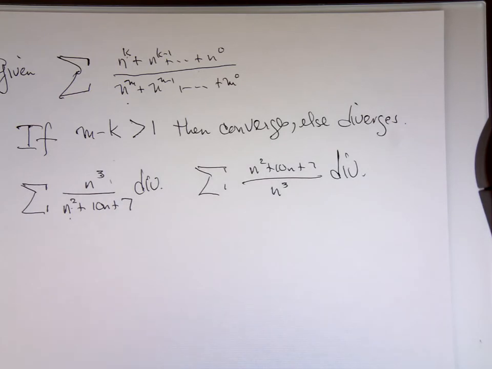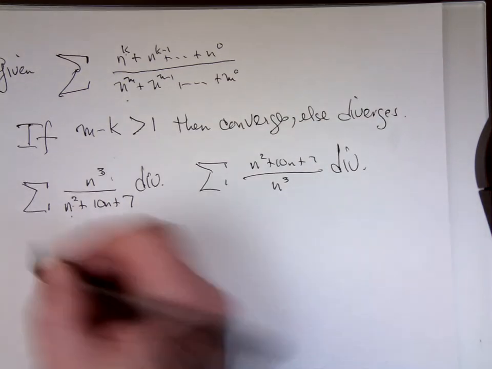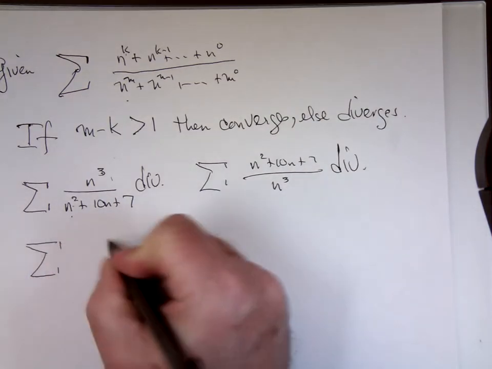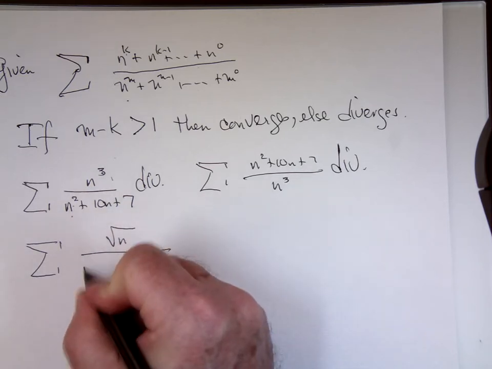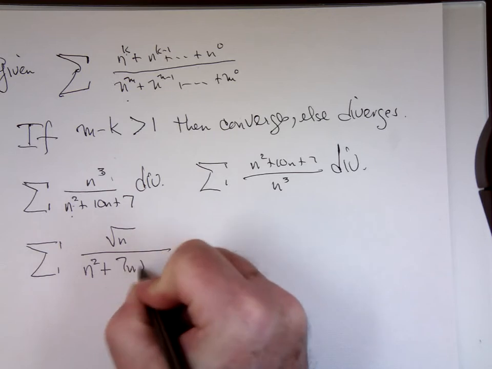You would prove it by doing a limit comparison test with the harmonic series 1 over n. And you would find that that limit does indeed exist. So this series and the harmonic series 1 over n diverge together. Okay? You with me? How about this one? This will converge, because the difference in degrees is greater than 1. What about this one?